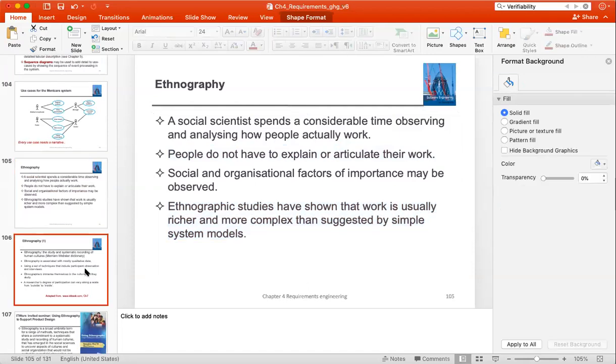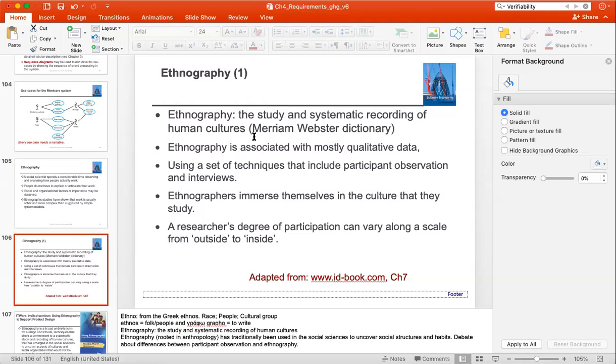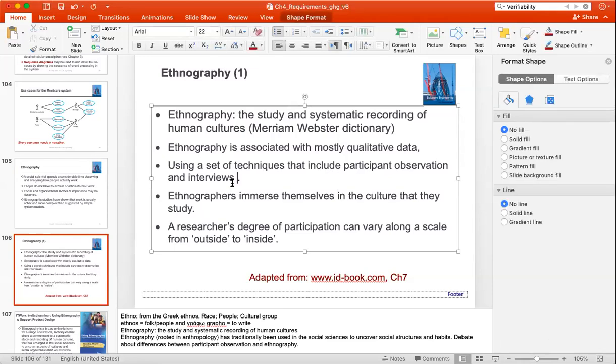Here's a definition. It's the study and systematic recording of human cultures. It's mostly associated with qualitative data; they're not numbers, they're observations. There's a set of techniques that help you do ethnography, like participant observation, and interviews. It would normally involve a large amount of free-form, non-structured interviews, or I should say mostly non-structured.